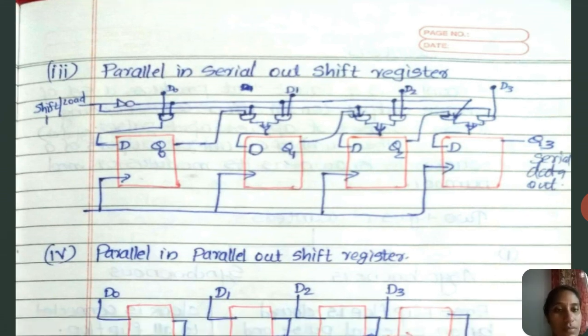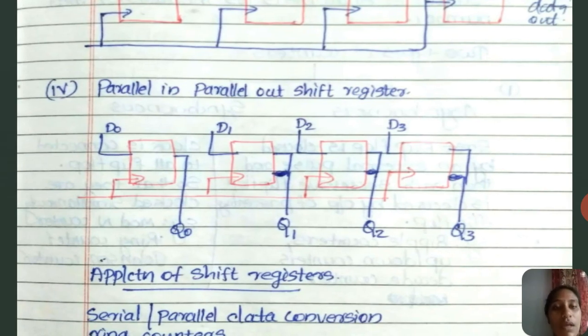Okay, moving on to the next one, that is fourth, parallel input and parallel output shift register. Here you can see you're providing an external clock pulse to all the flip-flops. This is what happened in all the 4 categories. Okay, considering D0 is the input which is given parallelly to the flip-flop, and Q0 is the result which is taken parallelly. This is what happened to all the four flip-flops. Here the parallel data inputting and parallel data outputting happened. So this is the fourth category of shift register.